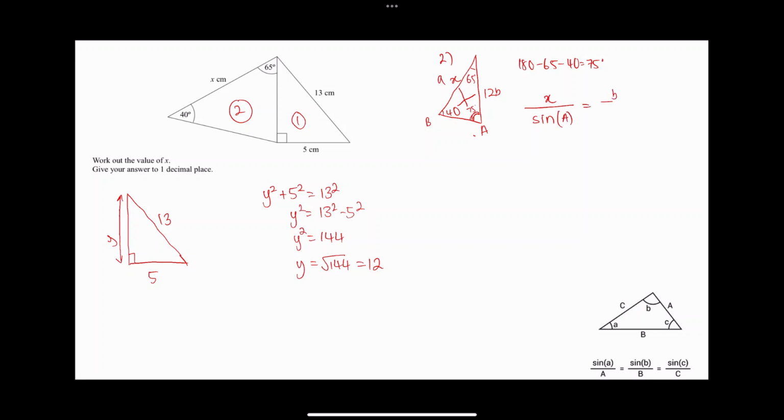Because in this question we are working out a side, we can flip the formula and make sides the numerators, so we can easily rearrange. After some rearranging, x is equal to 12 over sine 40, multiplied by sine 75, which gives you 18.0 centimeters to 1 decimal place.